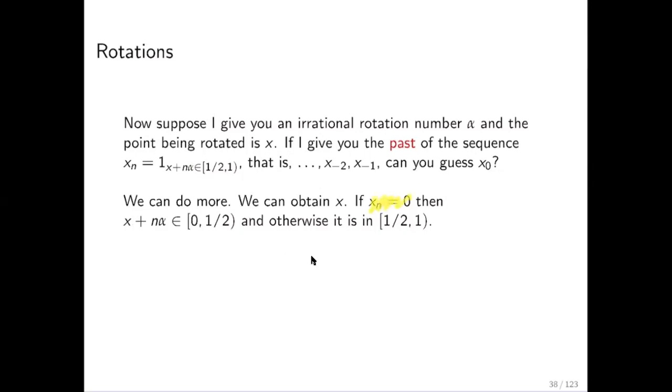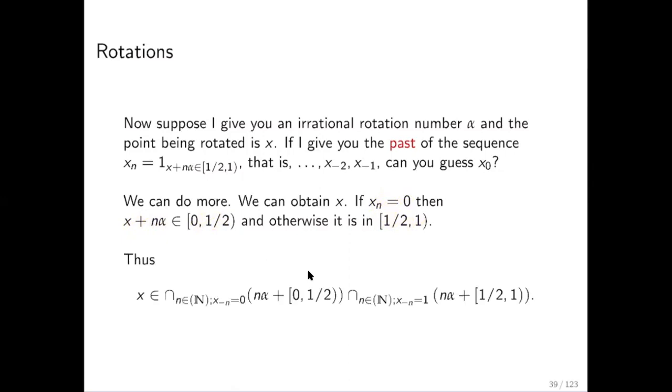If x_n is equal to 0, then x plus n alpha belongs to the interval [0, 1/2). If x_n is equal to 1, then x plus n alpha belongs to [1/2, 1). So we have that x must belong to this intersection. You look at the points of time when x_{-n} is equal to 0, and the points of time when x_{-n} is equal to 1, and you intersect all of these intervals, and you get an interval as a result.